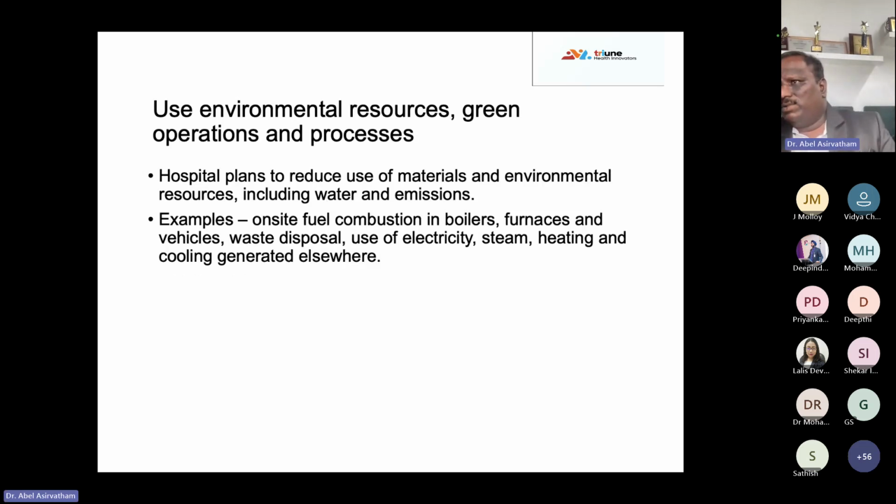Then use of environmental resources, green operations and process. Hospital plans to reduce use of materials and environmental resources, including water and emissions. Examples: on-site fuel combustion, boilers, furnaces, and vehicles. Okay, waste disposal, use of electricity. See, if the hospital campus is a very big one, you can use battery vehicles. Okay, steam heating and cooling generated elsewhere.